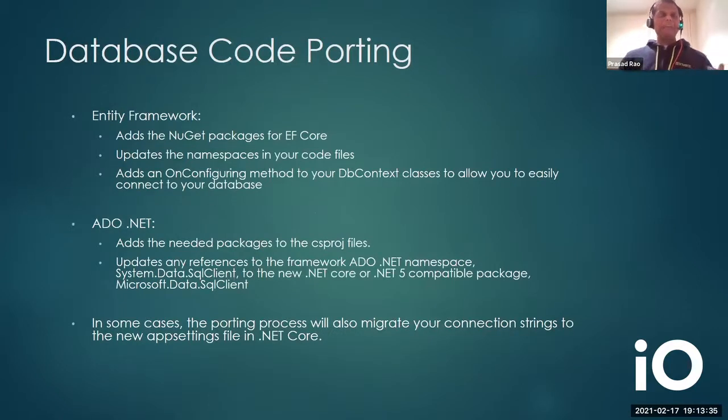And most applications do have a database part, connecting to a database for interacting with it. If it is a bit of a legacy application, it will be using either Entity Framework or ADO.NET. If your application has Entity Framework, then this porting assistant tool is going to add the NuGet package for EF Core. It is going to automatically update the namespace. It is also going to add the OnConfiguring method to your DbContext, which allows you to easily connect to your database.